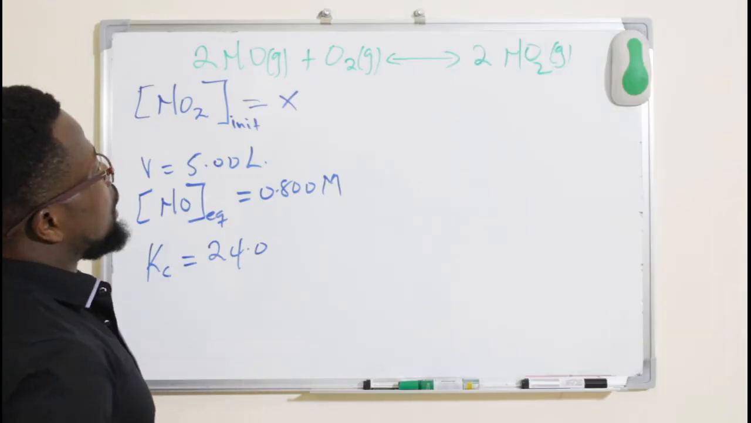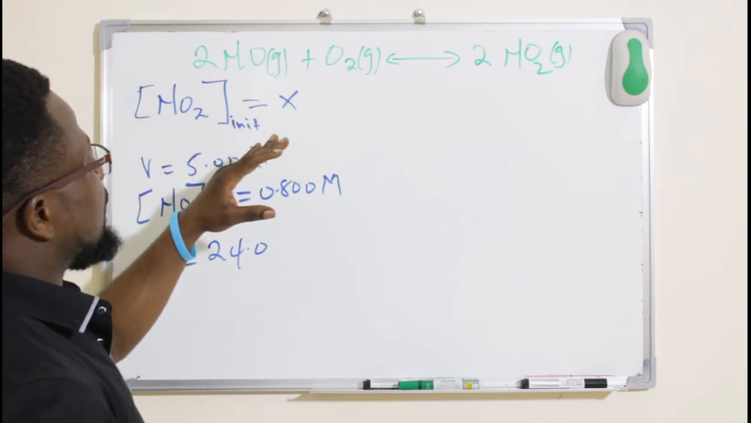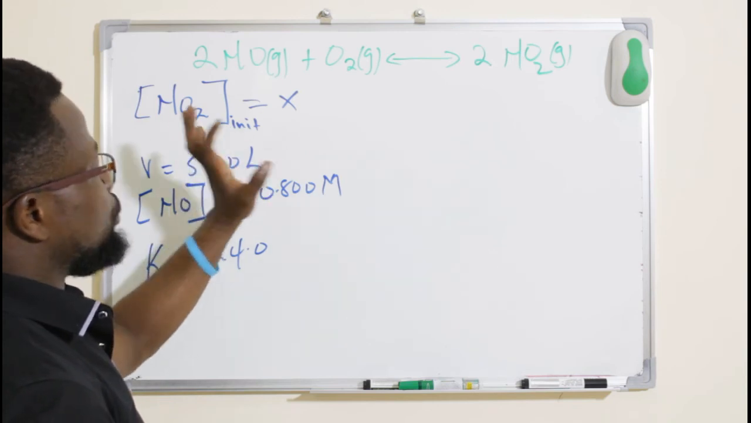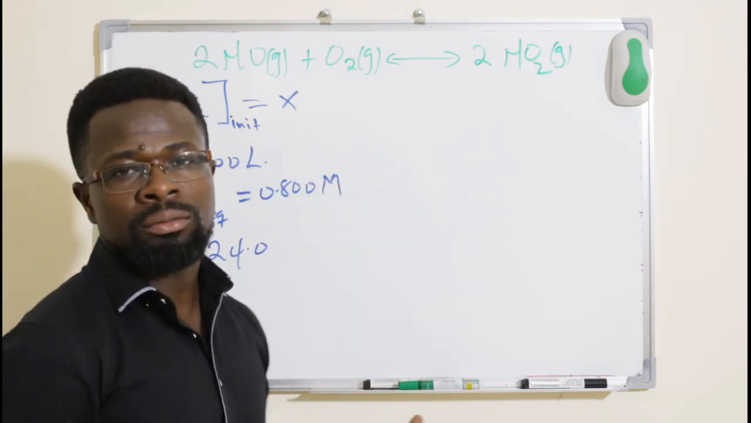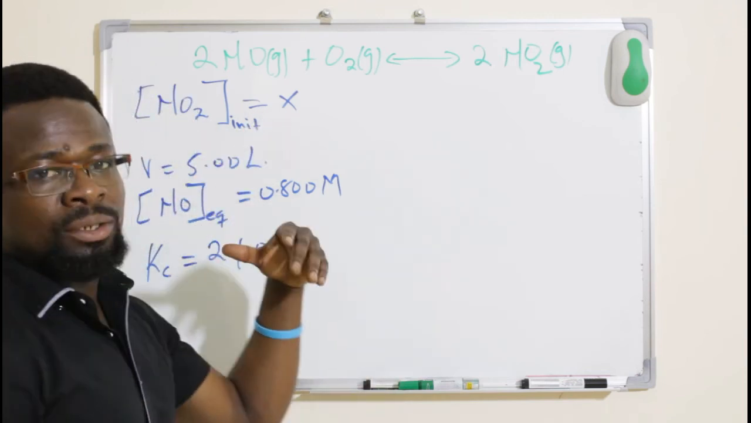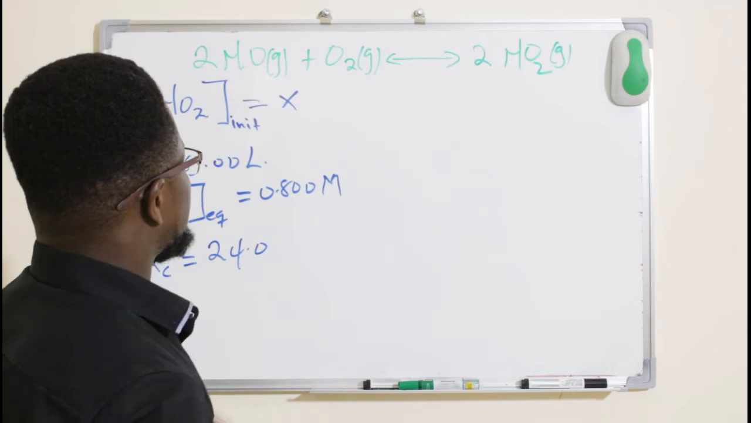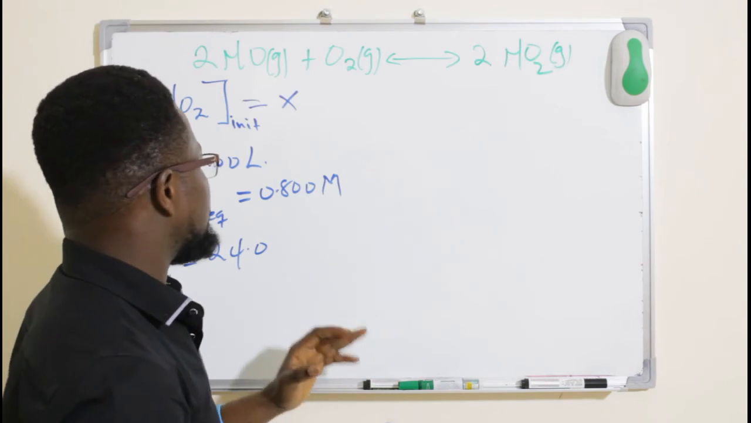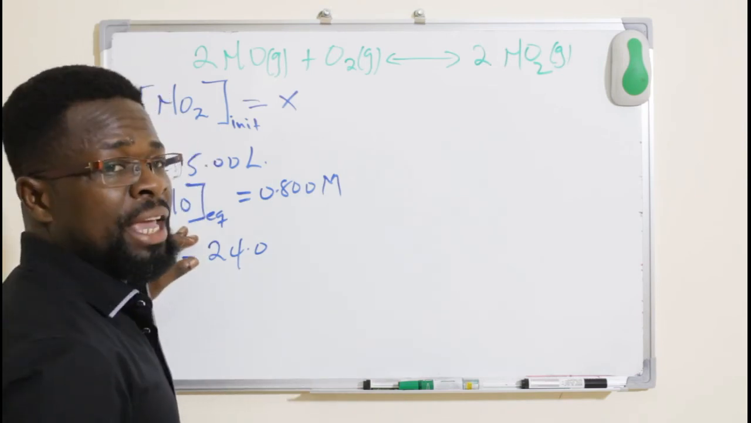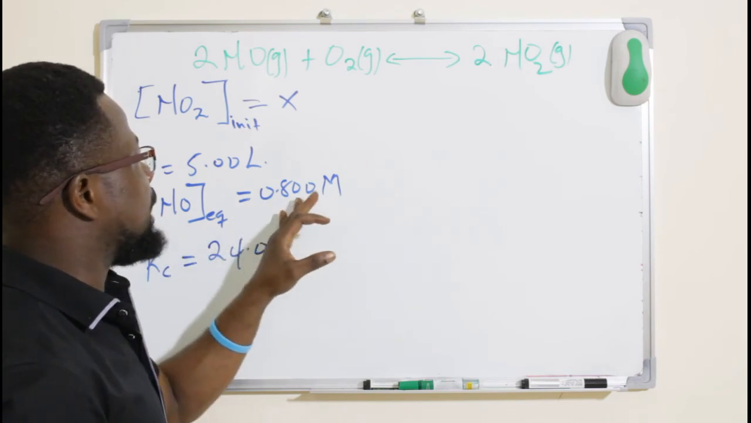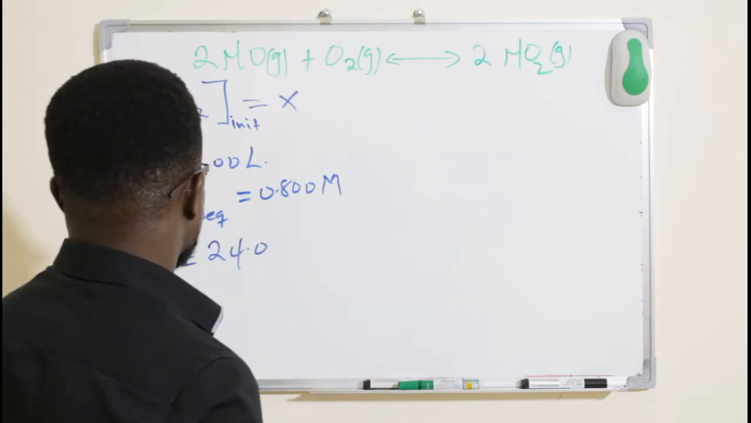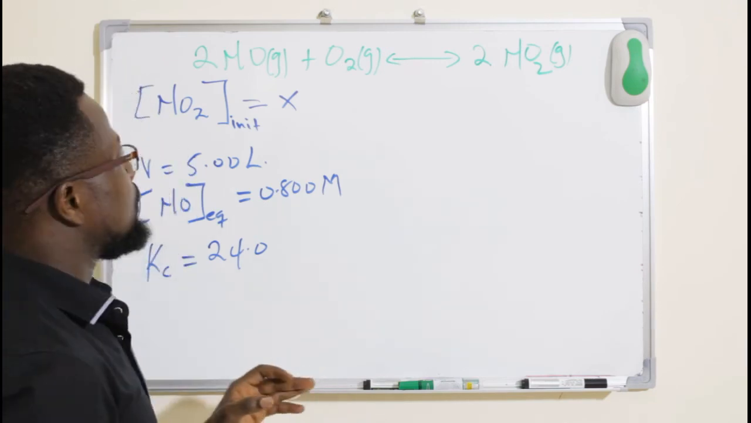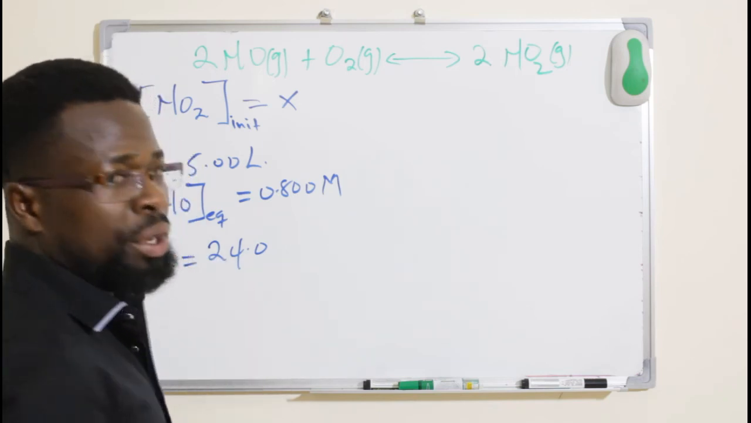Okay, so this is the information that we are given. We were told that a certain amount of the NO2 was initially introduced. A certain amount, it is not known, so we use X to represent that, and V is equal to 5.00 liters. At equilibrium, we were given that NO is 0.800 molar concentration, and the Kc is also given to be 24.0. And we are told to find this, so we're looking for X.